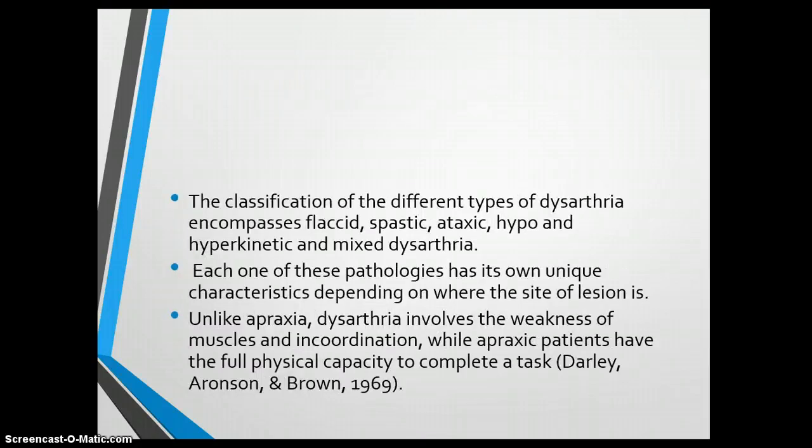The classification of the different types of dysarthria encompasses flaccid, spastic, ataxic, hypo and hyperkinetic, and mixed dysarthria. Each one of these pathologies has its own unique characteristics depending on where the site of lesion is. Unlike apraxia, dysarthria involves a weakness of muscles and incoordination, while apraxic patients have the full physical capacity to complete a task.